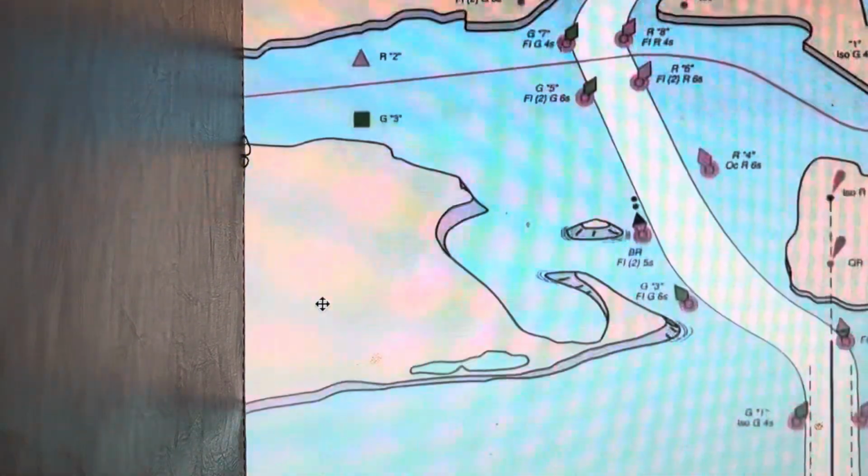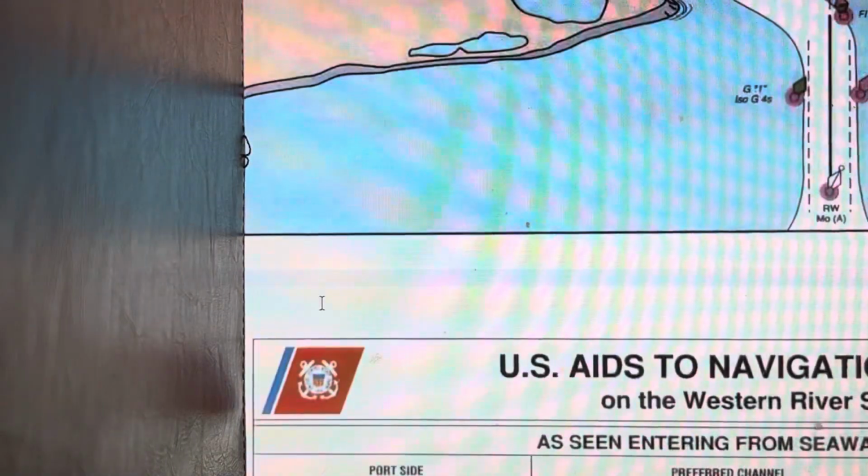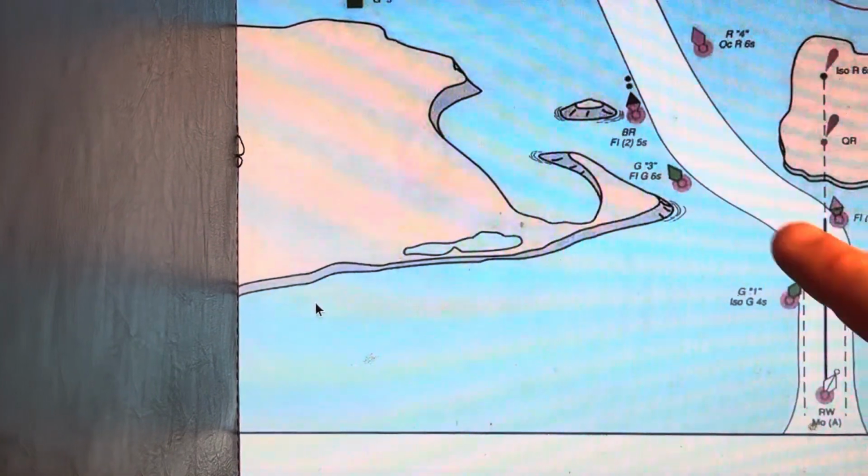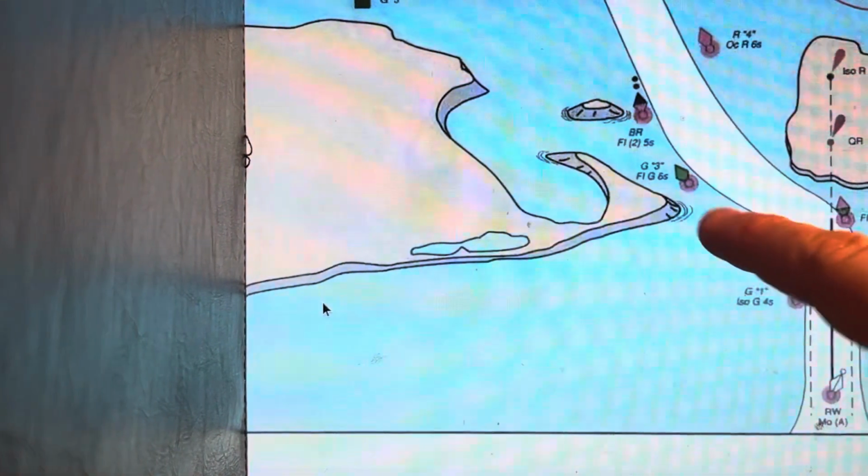And we'll get to later why these different buoys have different characteristics. But it's just good to be able to read that notation and know what it means.